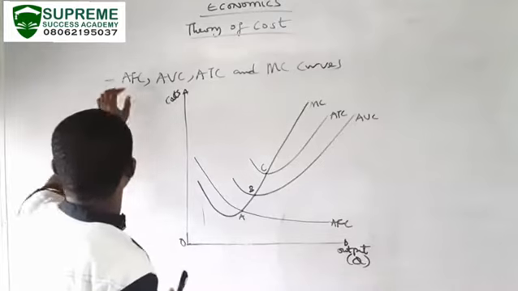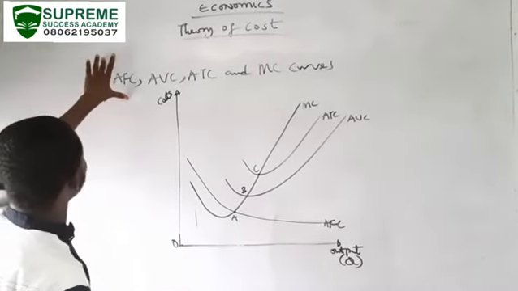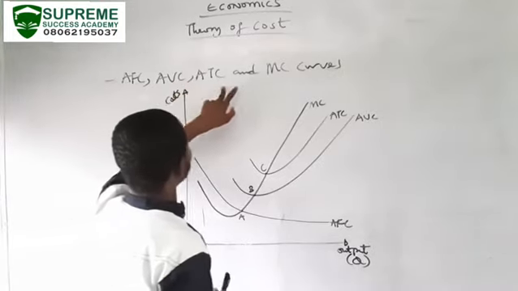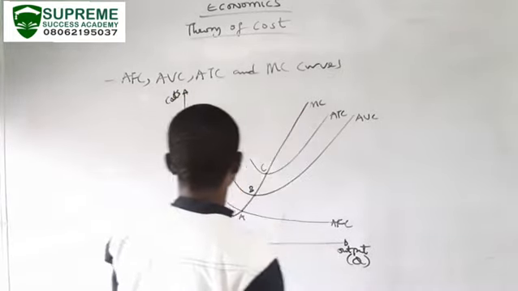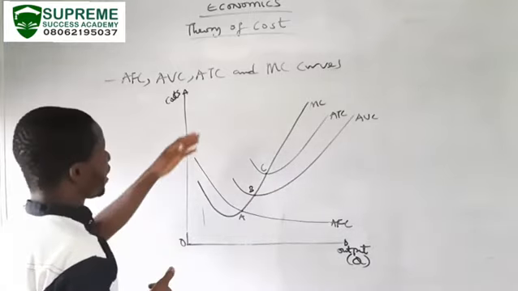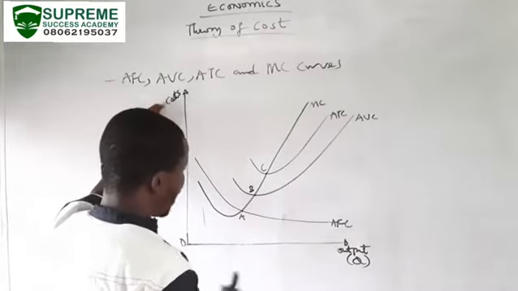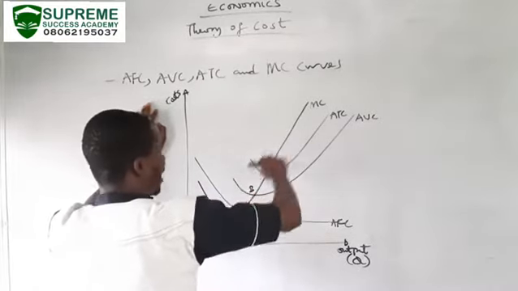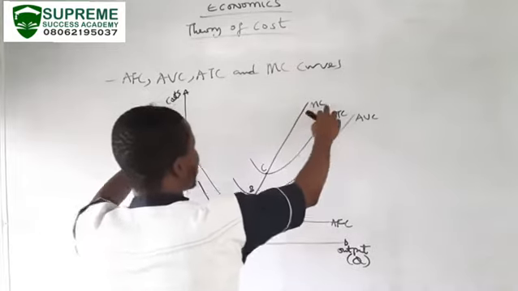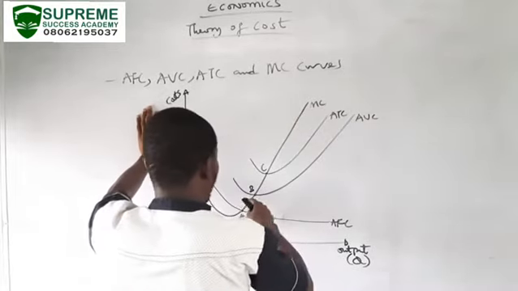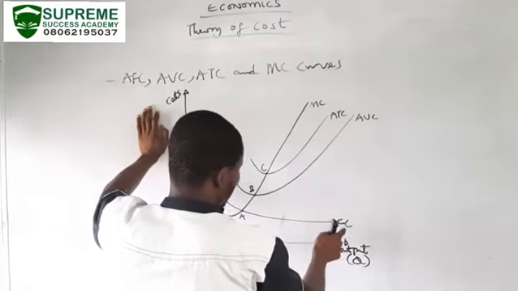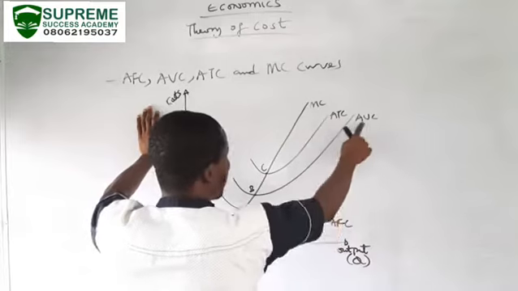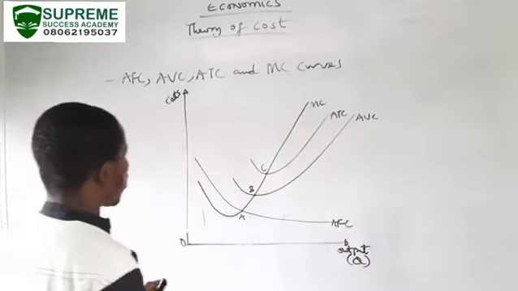So I'm going to discuss the relationship between average fixed cost, average variable cost, average total cost, and marginal cost. In this particular diagram, you can see the cost side and the output side. At the same time, you can see this curve is the marginal cost curve. Then this one is average fixed cost, this one is average total cost, and this middle one is average variable cost.